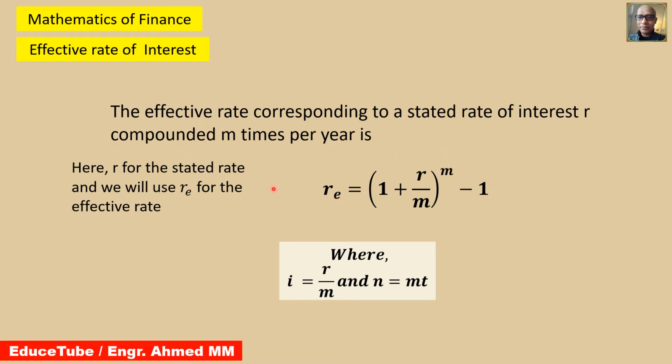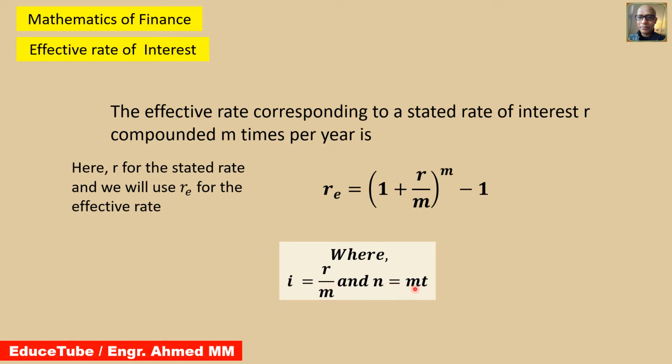So for finding the effective rate of interest, we will use this formula: 1 plus r by m, to the power m. Here it is r by m. This r is the annual interest rate, as I already mentioned, and this i is the rate per period. Suppose it is quarterly, then m will be 4, and r will be divided by 4.